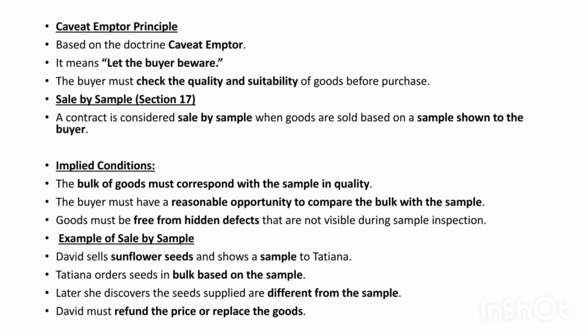Let's see an example of sale by sample. So David sells sunflower seeds and shows a sample to Tatiana. And Tatiana orders seeds in bulk based on the sample. Later, she discovers the seed supplies are different from the sample. So here the result is that David must refund the price or replace the goods. Because implied conditions under section 17 are broken, Tatiana can repudiate the contract.